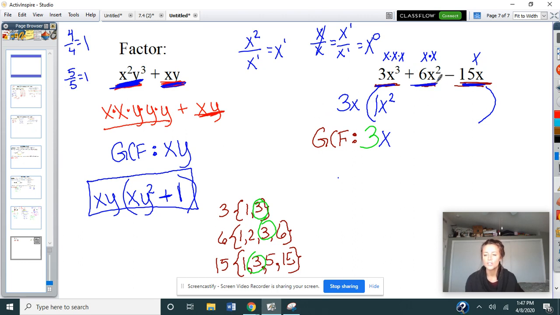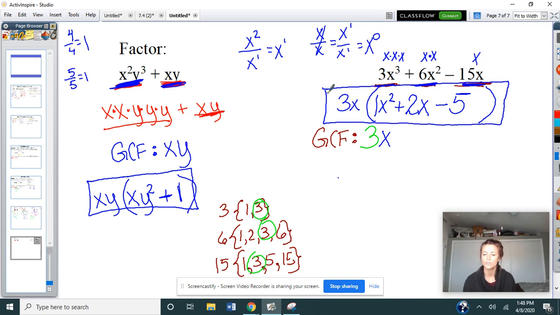Then you're going to do this term. 6 divided by 3, and it's positive 6 divided by 3, so it's positive 2. X squared divided by x. Remember, you subtract the exponents, so you're left with just x. And then negative 15 divided by 3 is negative 5. And then you have an x, and we're factoring out that x. We took it out, so we're not left with an x here because there's only 1 here. So this is my factored form.